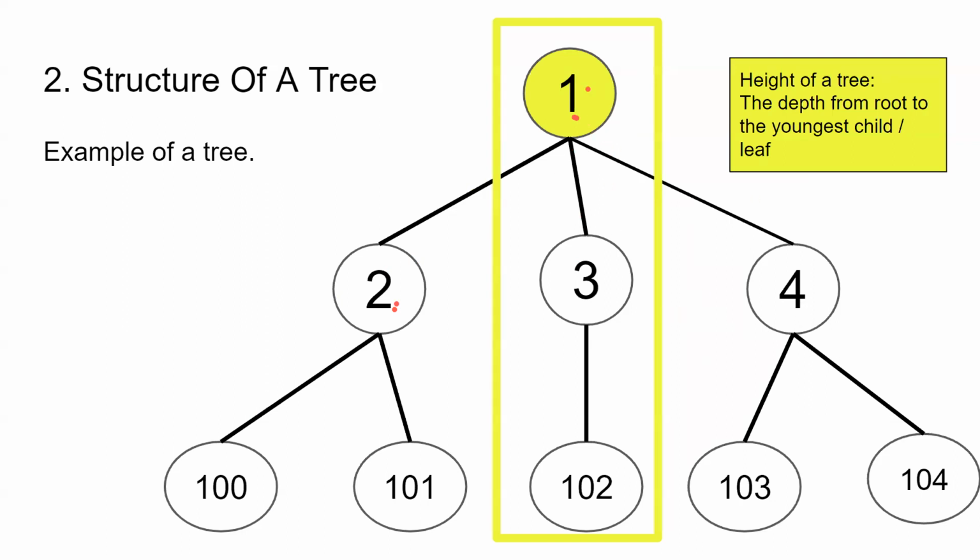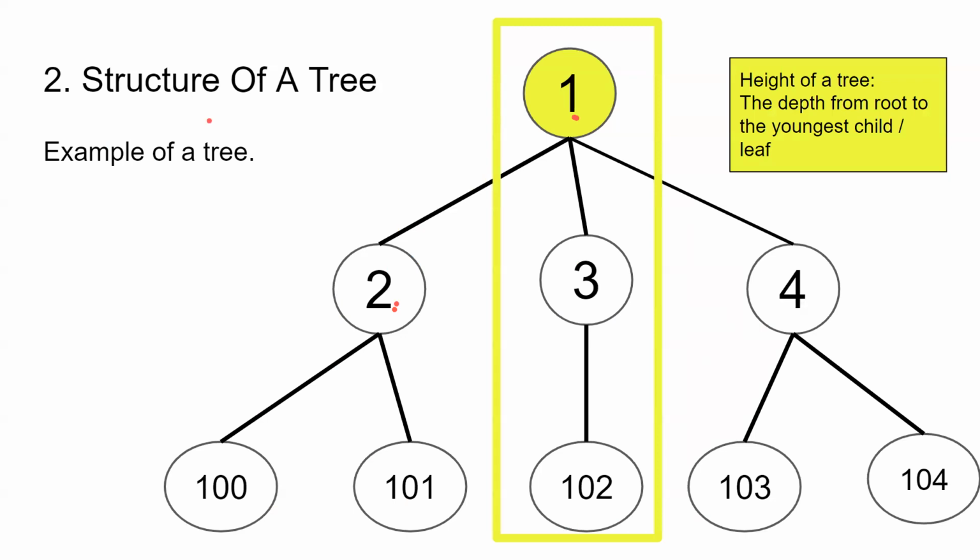Like the youngest children of this tree are 100, 101, 102, 103, and 104. Yeah, they are the youngest among all, which means they are the very end of the tree. So the level traveling from 1 to 102, one of the youngest children, is 2. So the height of the tree is 2.